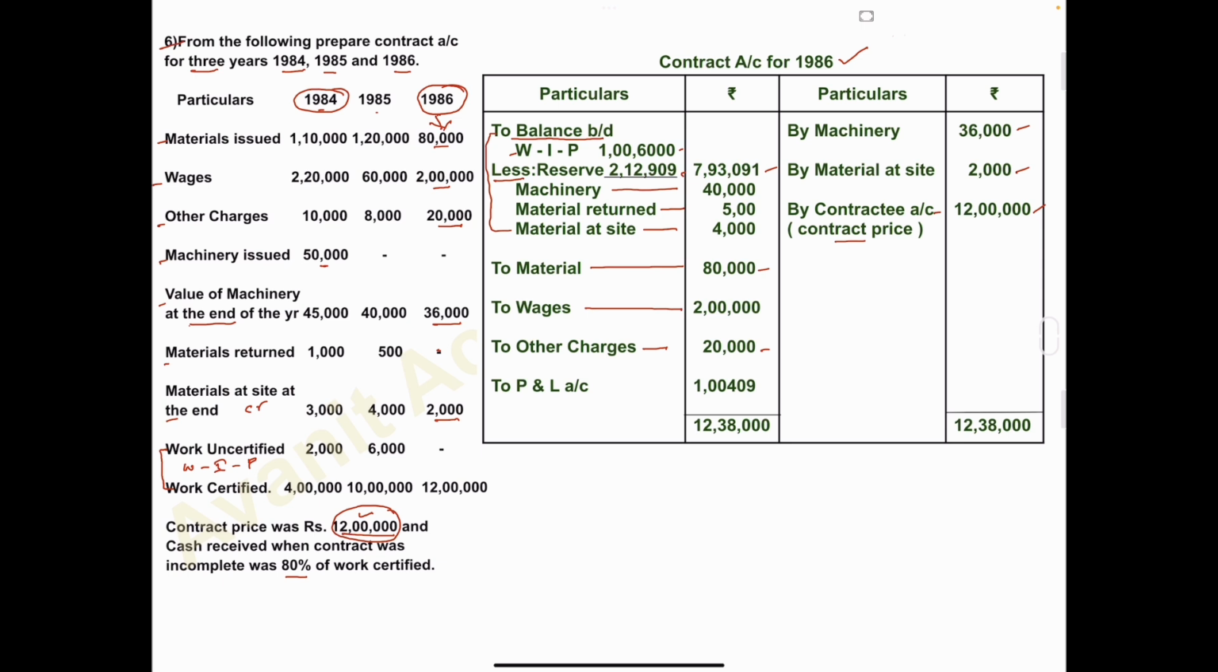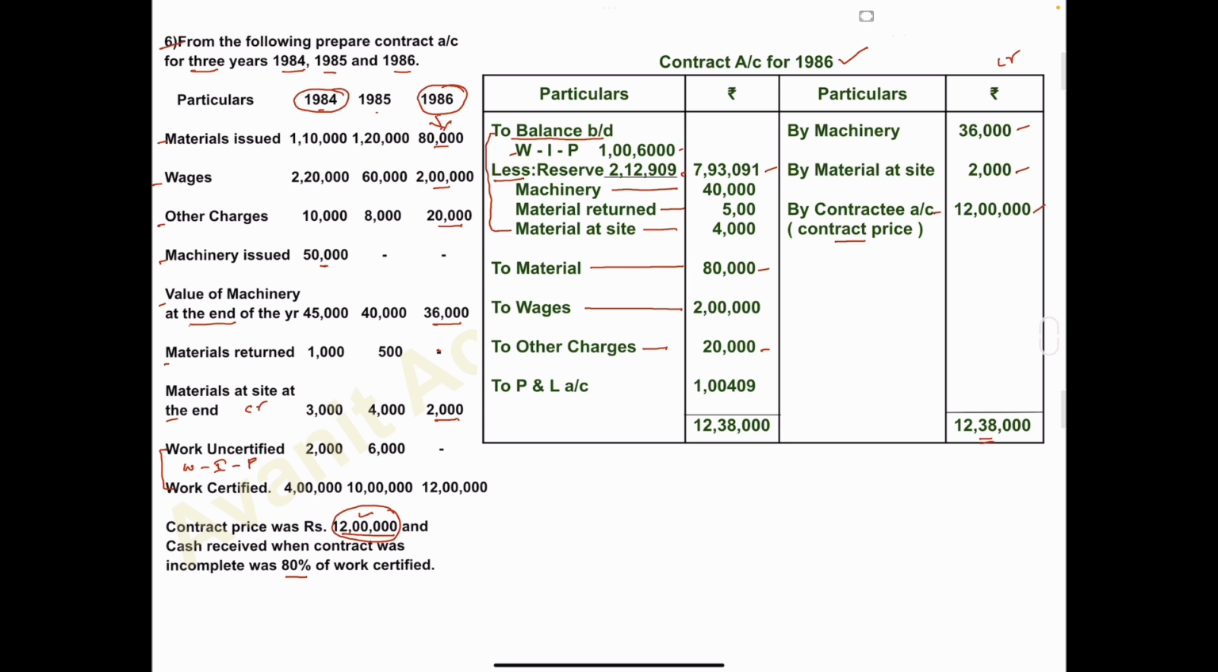Understood? When the contract is completed, so in 1986, this contract is completed. That's why we have to write by contractee account, and we have to take the contract value, contract price, that is 12 lakh. Clear? So now calculate this credit side, 36,000 plus 2,000 plus 12 lakh, and the total is 12 lakh 38,000.